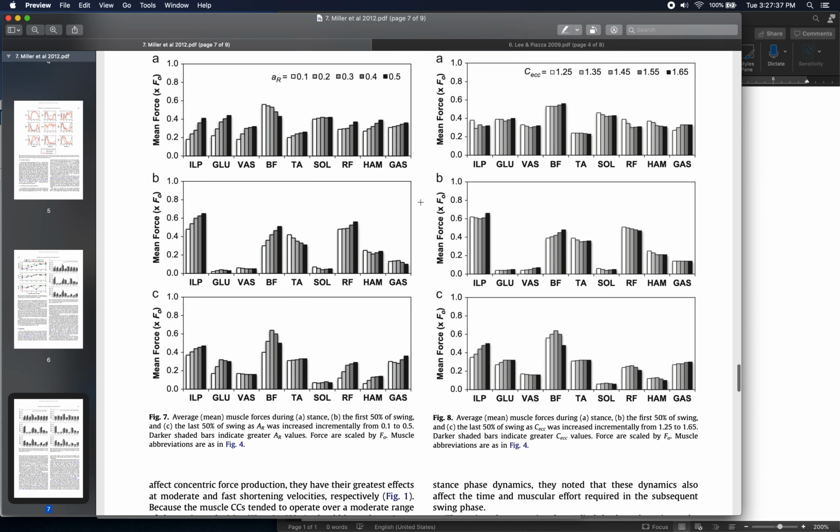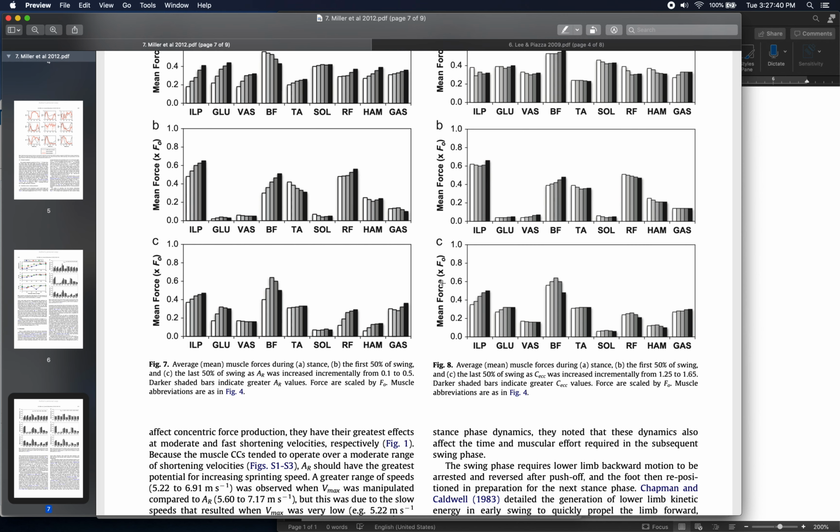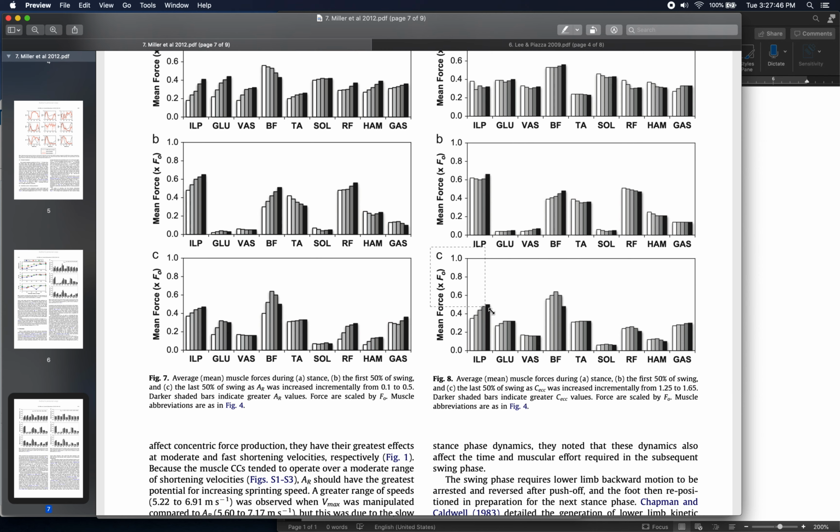Okay, we also saw some evidence for the swing phase theory of the Chapman and Caldwell notion of what limits speed, and this one was a little bit less direct, but down here in figure 8 is shown the average muscle forces that were produced in late swing phase, so towards the end of the swing phase. Okay? And so you might look at this and say, well, Dr. Miller, here's the hamstring muscles, and it looks like their force, if anything, first of all, wasn't very high and was actually decreasing a little bit as the eccentric strength of these muscles was increased.